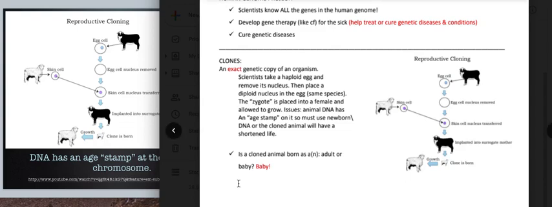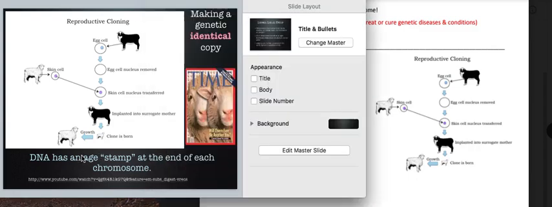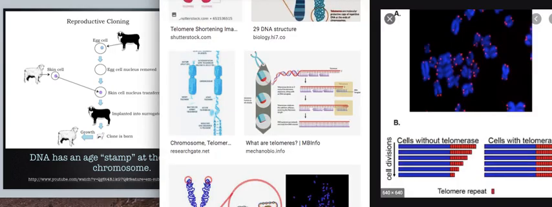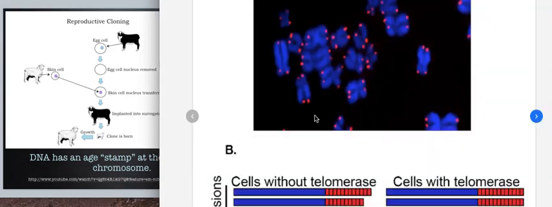But there was a problem. When Dolly's clone was 2 years old, she went blind. She had arthritis so bad that she couldn't walk, and Dolly's clone died a little over 2 years later. So what happened? Well, it turns out that DNA has an age stamp. All of our DNA has an age stamp on it. Well, what does that look like? This right here.